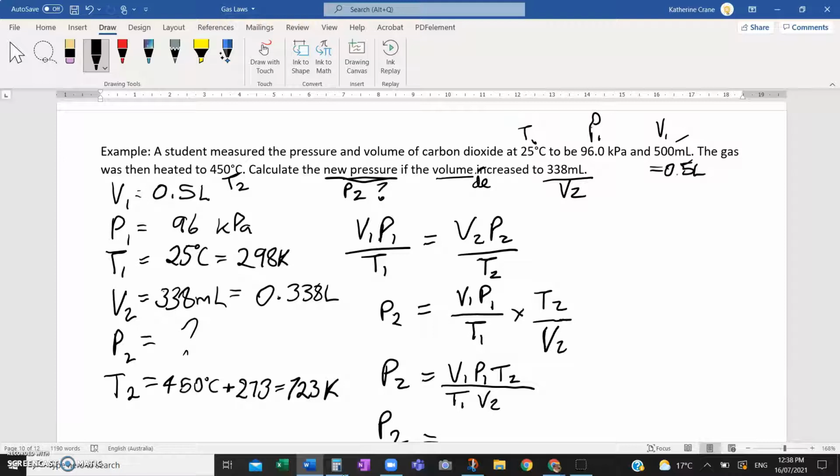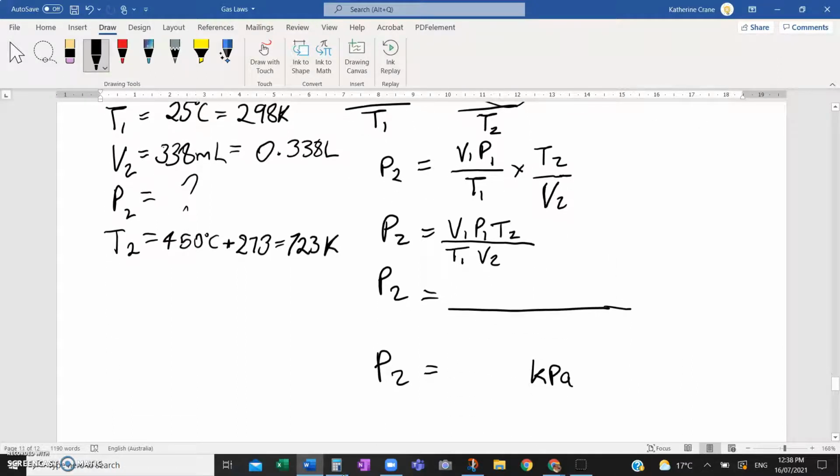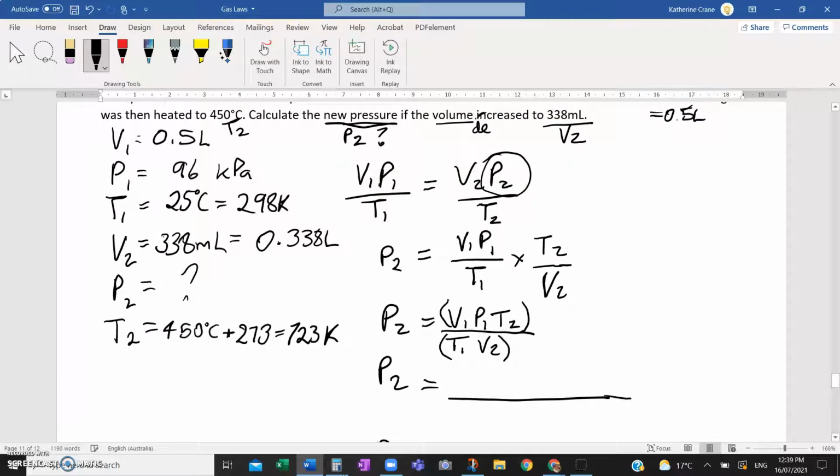So we're looking for P2. Rearranging our equation, we want P2 on its own, so we divide this side by V2 and times it by T2. And when we do that, on this side we cancel out, and on this side we get it. And so we end up with our equation: P2 equals V1 times P1 times T2, divided by T1 times V2. So let's put all our numbers in now.